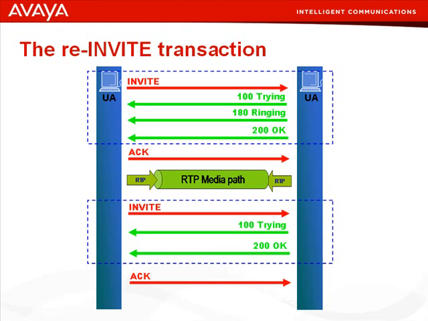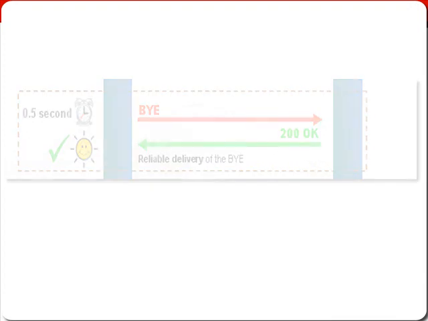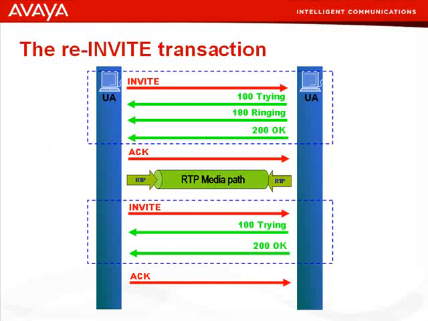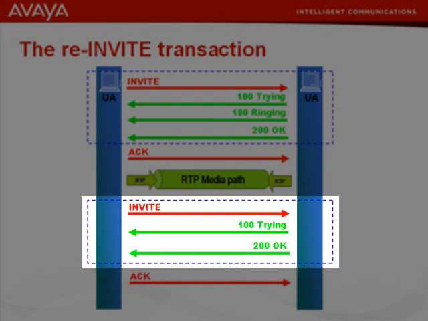Now think back to the discussion we had about reliable delivery of the bye request. Remember, that's a subsequent request, and how its reliable delivery is often confirmed straight away with a final response and no need for a 100 trying. Now in that context, why do you suggest is there a need for a provisional response in this transaction to this re-invite?